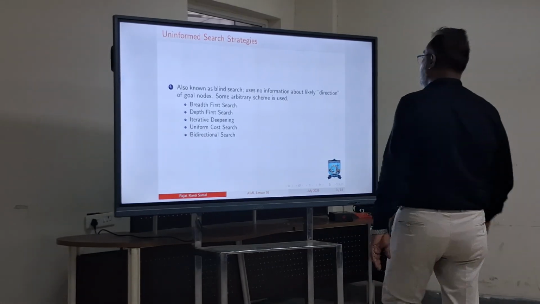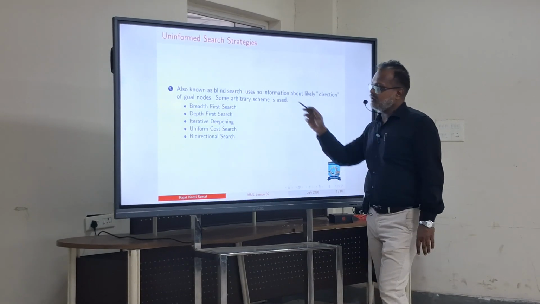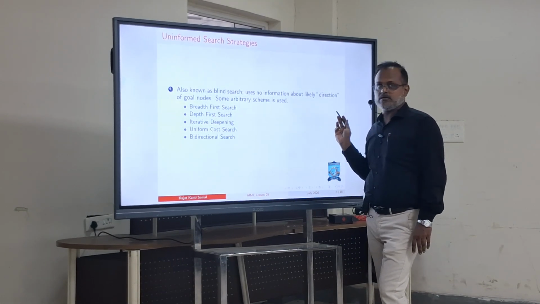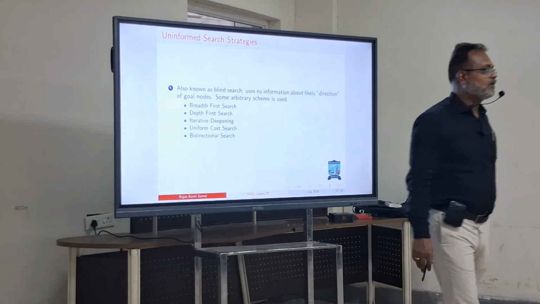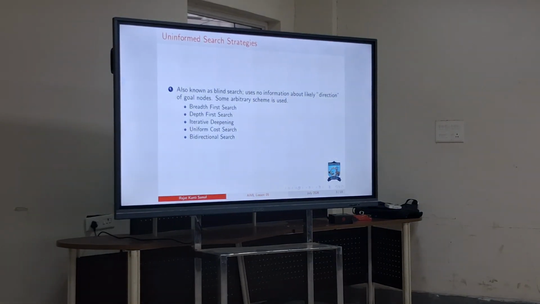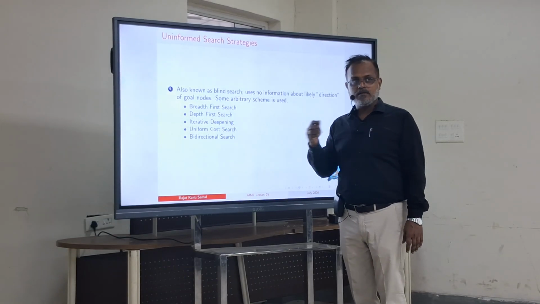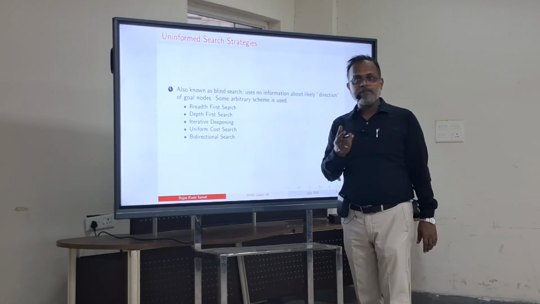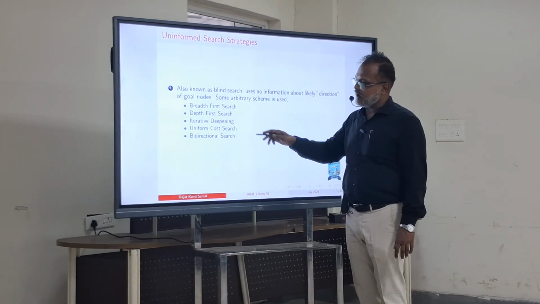So these are the basic uninformed search strategies, also known as blind search, and they use no information about the likely direction of the goal nodes. So you use some arbitrary scheme. You don't know what to do, just join whatever job you get through campus interview. In the next 3 years, you will figure out what your actual requirement is. So the most popular ones are depth first, which we do in our lab. I told you to download a program and run it and see the algorithm also. Iterative deepening, uniform cost, and bidirectional search.